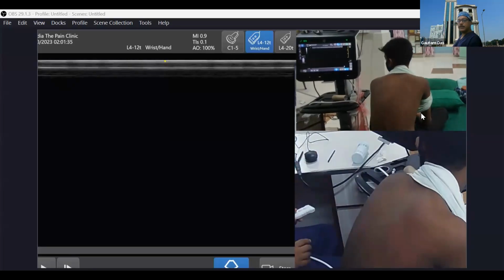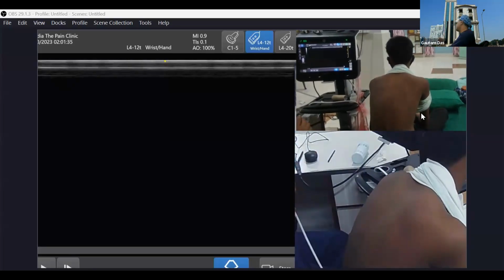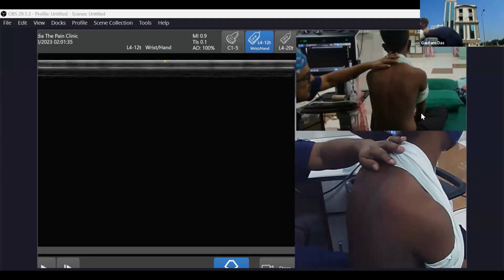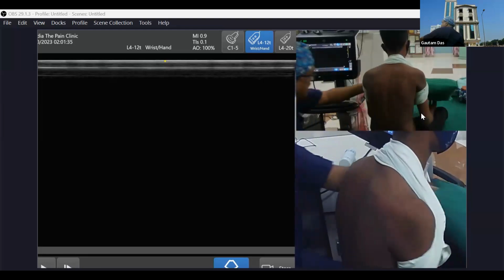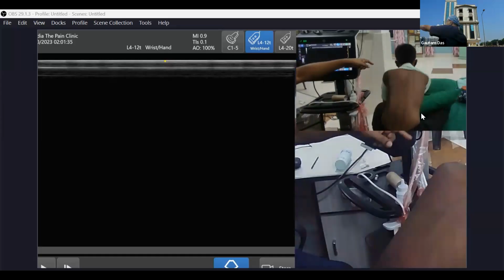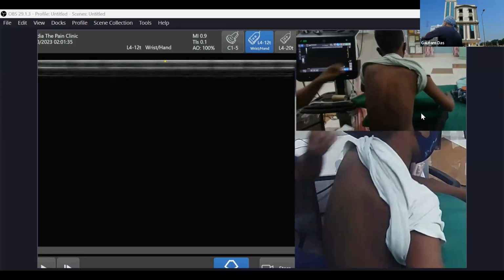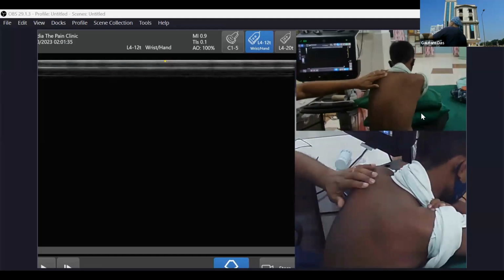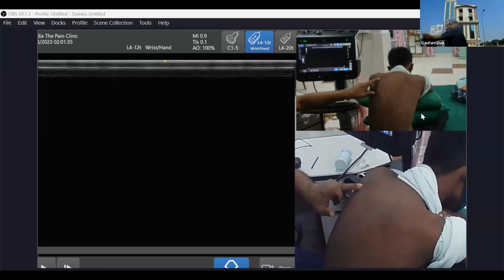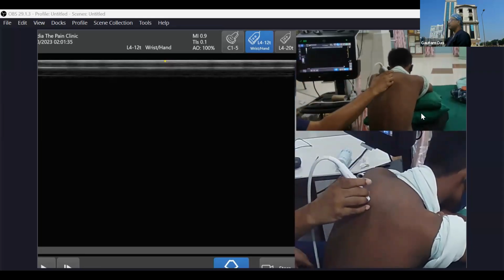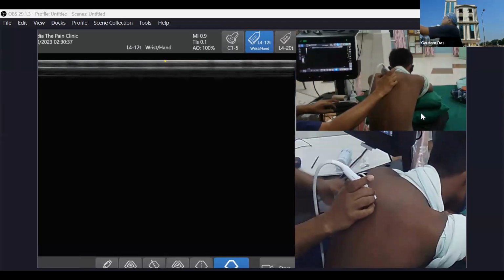Okay, one close-up camera, another. Yes, sir. You can see it nicely now. So what I'm doing, I'm locating the spine of the scapula. You can see the spine of the scapula. So now I'm holding the probe here, at the medial border of the spine of the scapula.